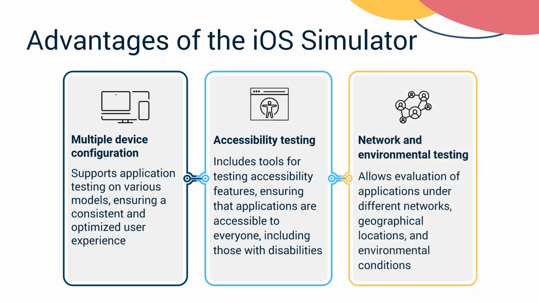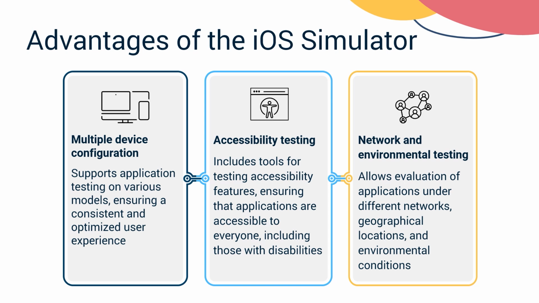Finally, the iOS simulator facilitates network and environmental testing. It can mimic different networks, like Edge, 3G, 4G, and Wi-Fi, as well as simulate various geographic locations and environmental settings. This allows developers to evaluate how their applications will perform under different network conditions, ensuring robust and reliable functionality across diverse scenarios.